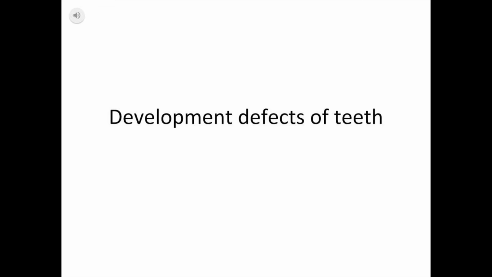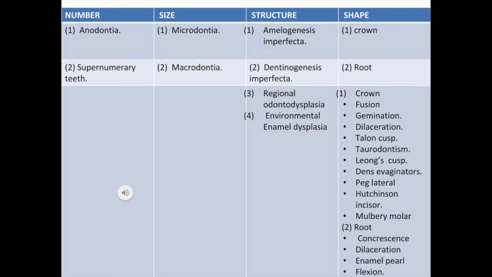Hi, today we are going to learn about developmental defects of teeth. The defects are divided into four types based on the number, size, shape, and structure. Based on the number, it's divided into anodontia and supernumerary teeth.